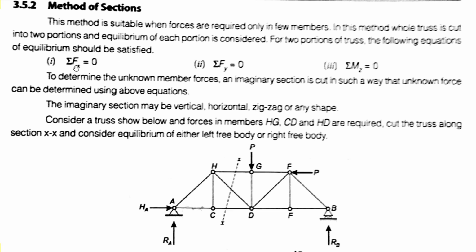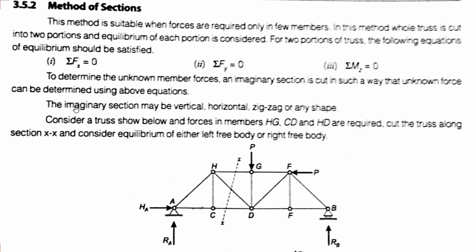We know the three conditions of equilibrium, that is summation of Fx is equal to 0, summation of Fy is equal to 0, and summation of Mz is equal to 0. Now, to determine the unknown member forces, an imaginary section is cut in such a way that the unknown forces can be determined using the above equations. So by making a cut in the whole truss, we will find the unknown force values by using summation of Fx, summation of Fy, or summation of Mz equal to 0.